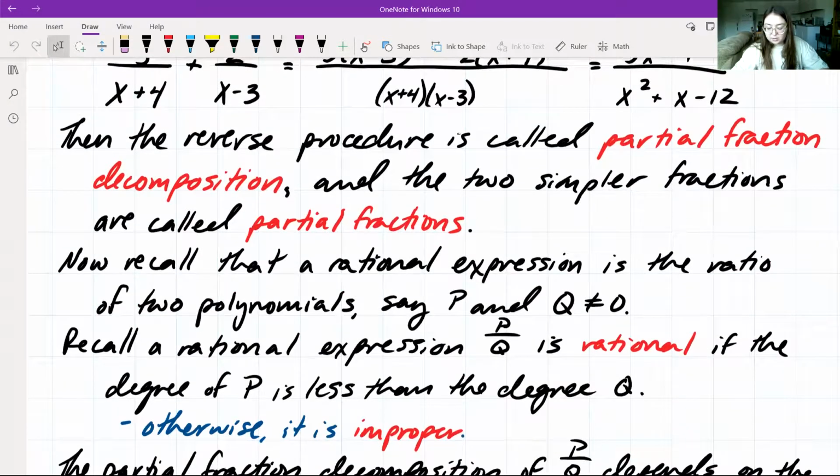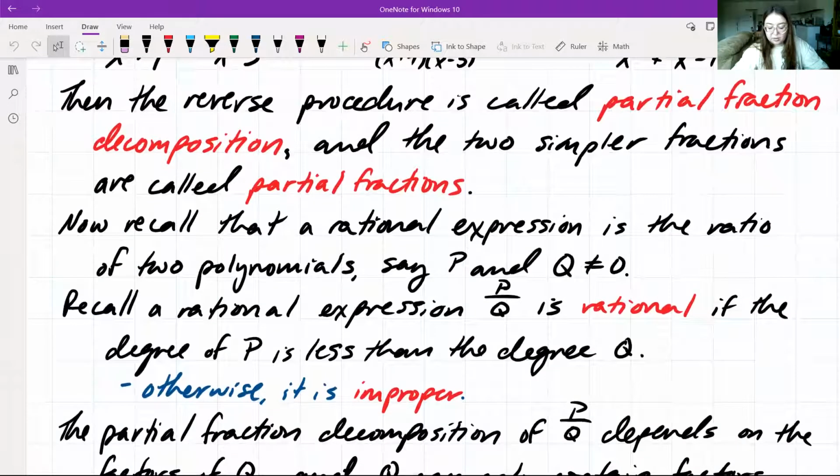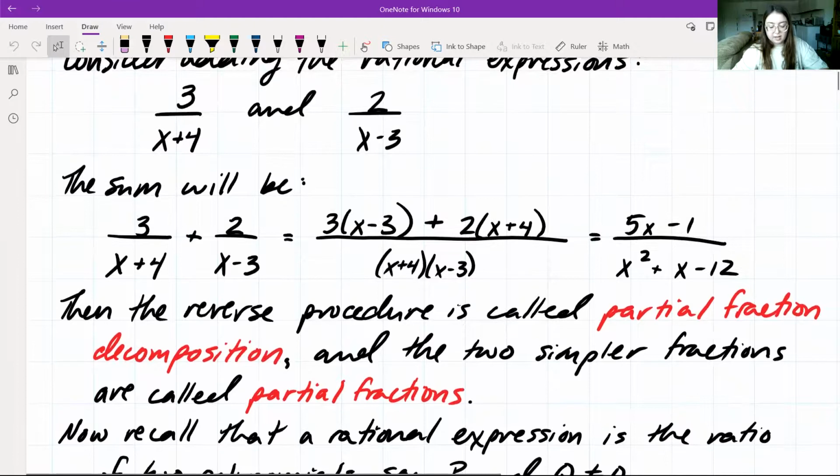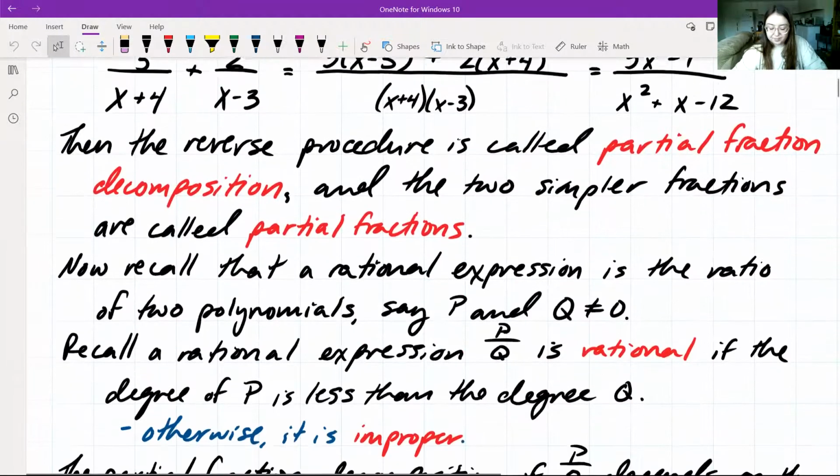Now recall that a rational expression is the ratio of two polynomials, say p and q, when q is not equal to 0. So you can express things like 3 over x plus 4, 2 over x minus 3, or 5x minus 1 over x squared plus x minus 12. You can rewrite those as p over q, where q just has to not be equal to 0.